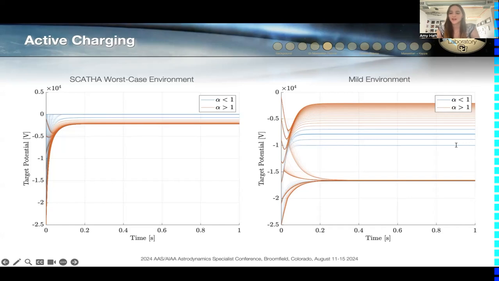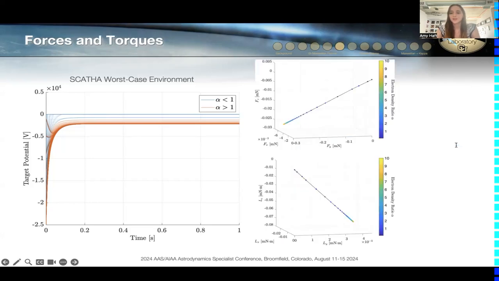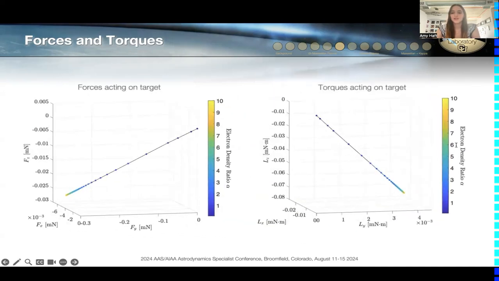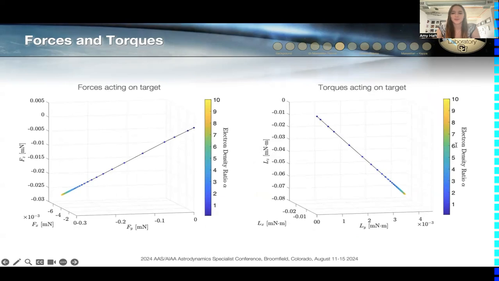In the worst case environment, the potential jumps to a positive value when alpha is small, which could cause problems for the E-tractor. So let's take a closer look at the worst case environment. Notice that there's only a right side equilibrium in this environment, meaning the case where the electron beam cannot initially impact the spacecraft does not exist. The forces and torques are calculated using the multisphere method.